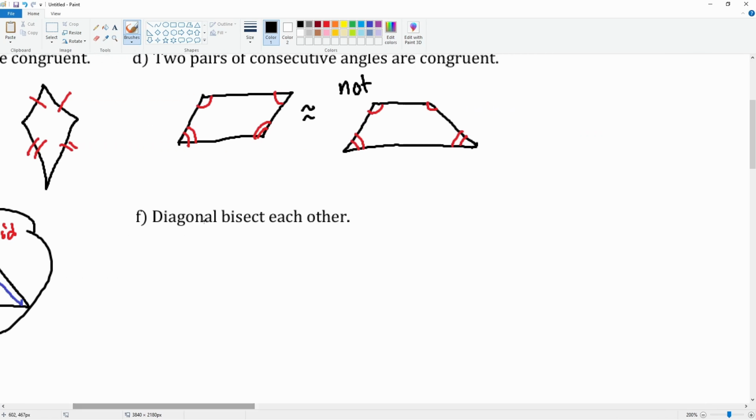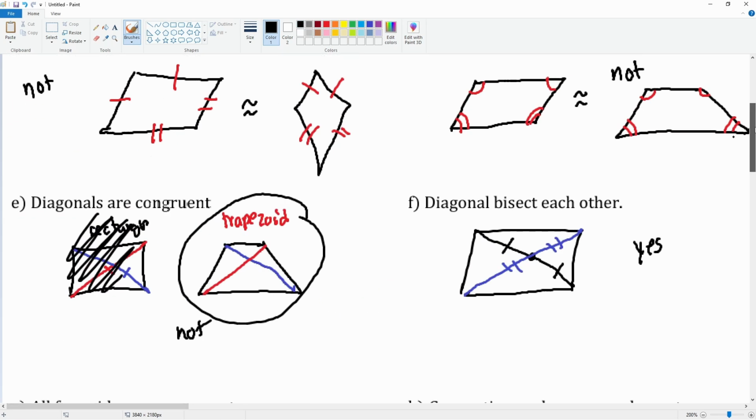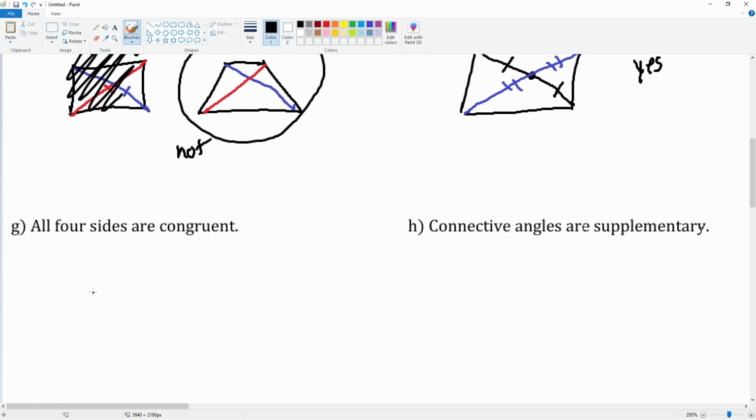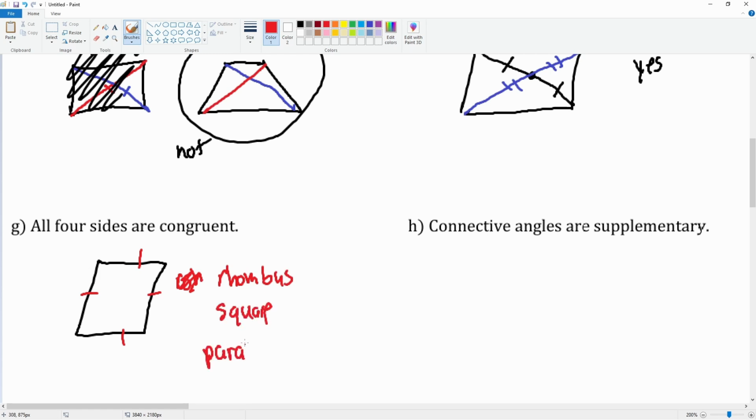Okay. The diagonals bisect each other. Yes, because that's actually a property of a parallelogram. This is congruent to this. And then this diagonal is congruent to this diagonal. So this is also a yes. And let's look at all four sides are congruent. Yes, this is a rhombus, or a square, and these are all parallelograms.